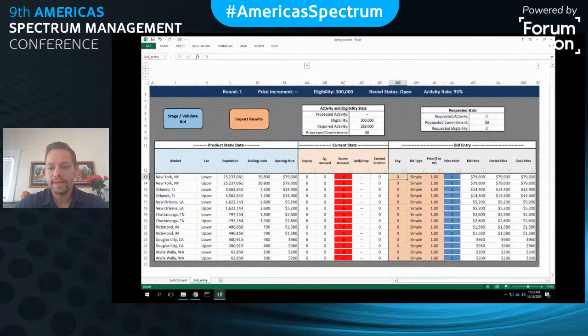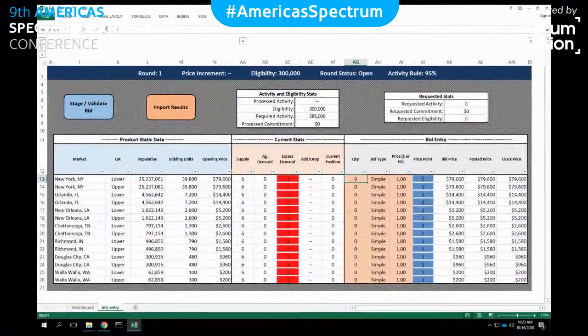Our goal is to cover the basics of a clock auction that the FCC typically runs, and to give new bidders, or even people who are experienced and have exposure to the FCC clock auction format, some insight into what bidding looks like for actual bidders.